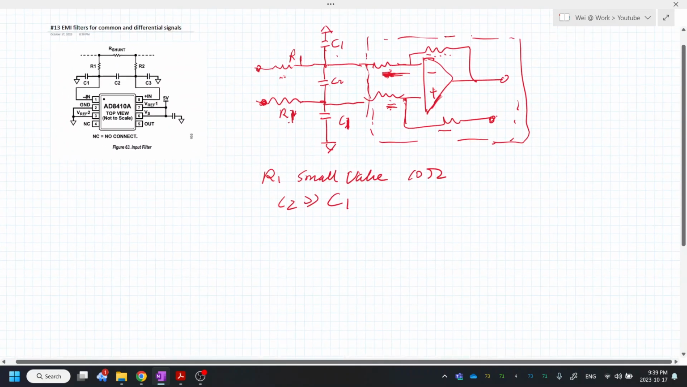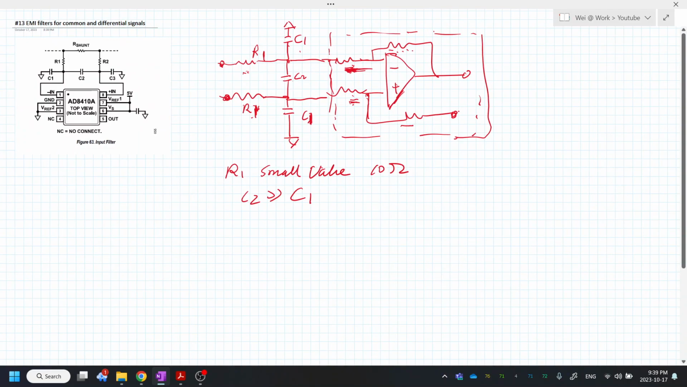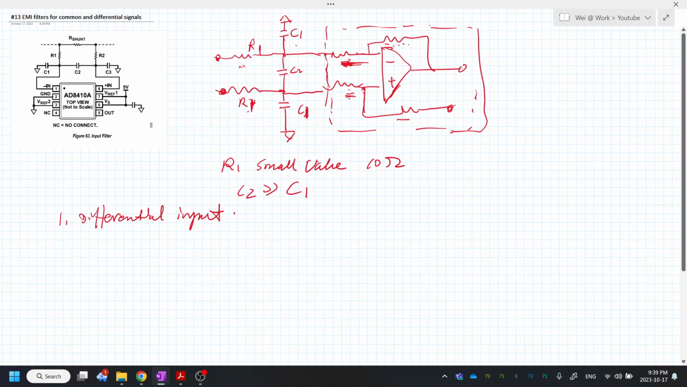Why is that? Okay, we have two situations to discuss, and first is for differential input signals. For the differential input signals, if we look at this diagram, the signal will go like this. Okay. So we can draw this equivalent structure here. As the differential signal passes both R1, R2, we can combine R1, R2 together in series. So we get R1 and R2 here.